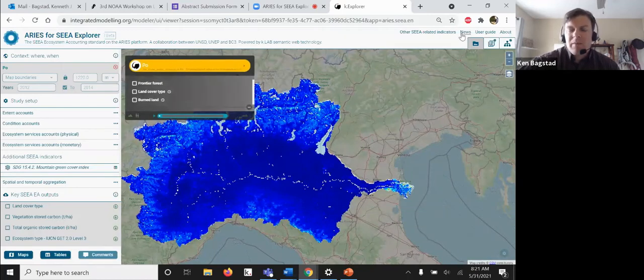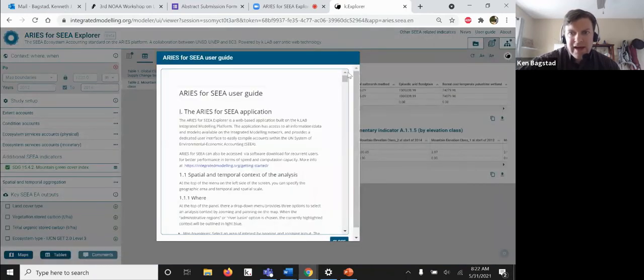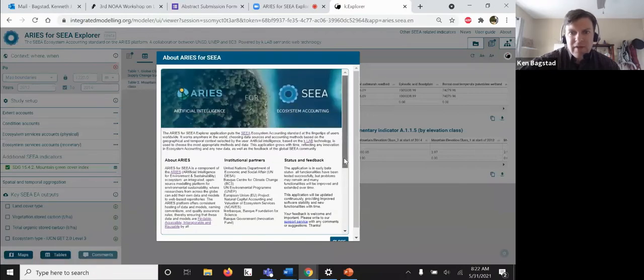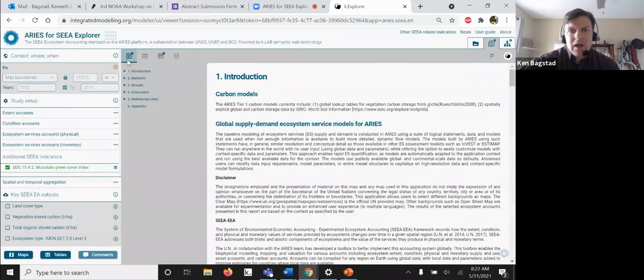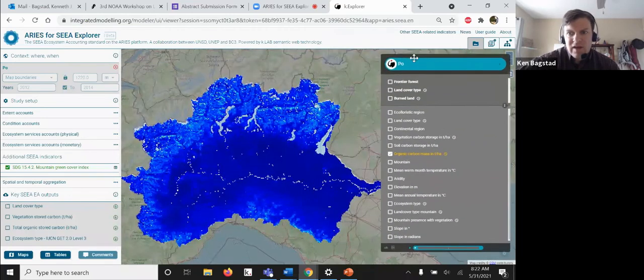A few last points to make about ARIES for SEEA. We have news, which will come out periodically, about updates about the project, new models that are available, etc. We have a user guide that's available to let a new user understand what's behind the system and how to use it. We have the About section, so all of the key information about the project is available and very transparent, and we hope it provides a way for people to get started on modeling and understanding ecosystems, their services, their condition, and everything else in a faster and better way than has been possible in the past.